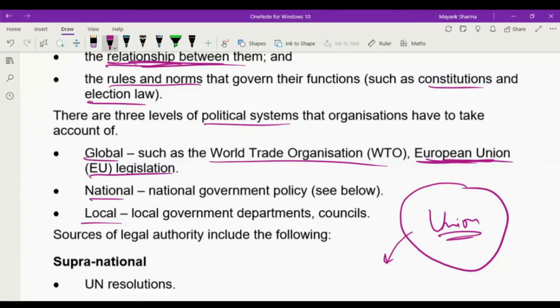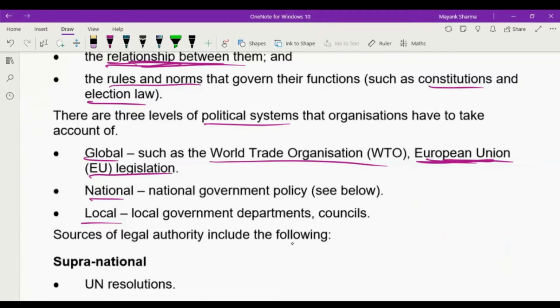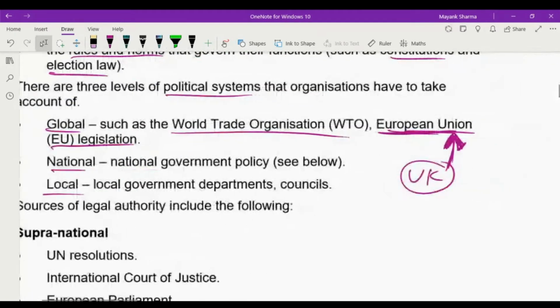So whenever anybody says that England, UK is not part of European Union, then we can say that they are a part right now. They are trying to exit, and the exit formalities are in place. But until then, UK is a part of European Union. So for UK, European Union becomes the global political system.